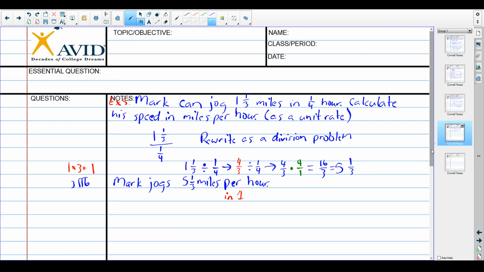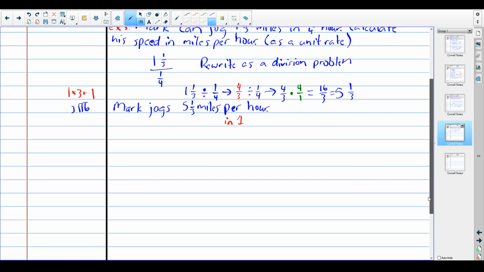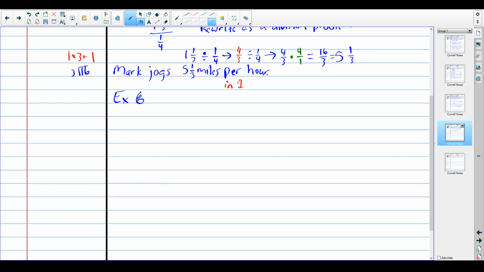Alright, one more. Promise. Example 6. This is expressed as a fraction. Form singular.